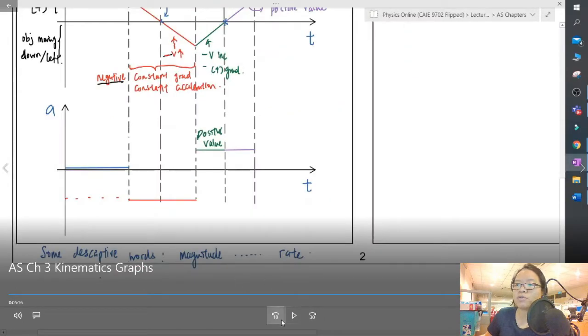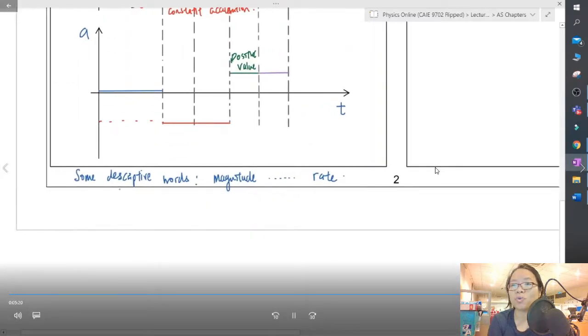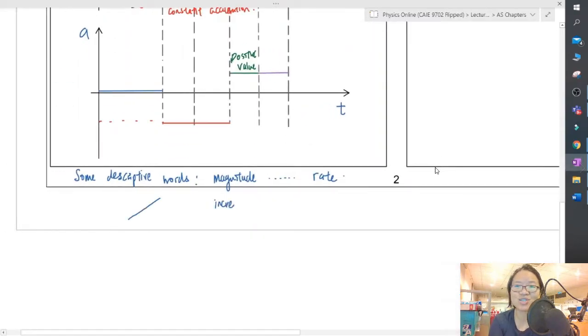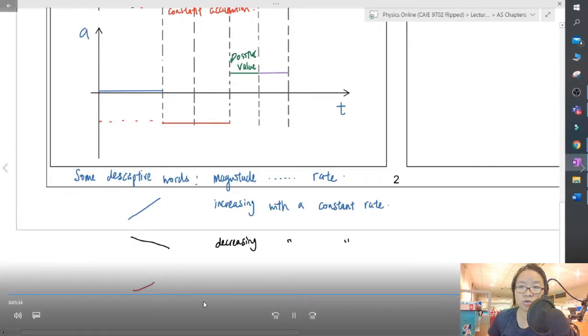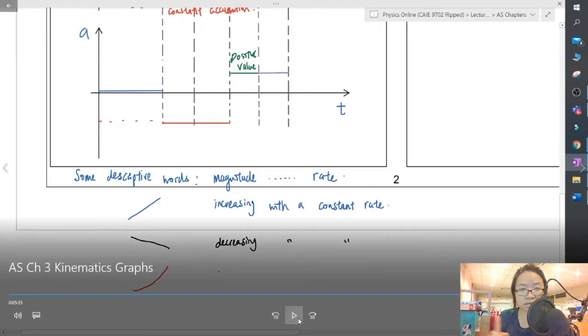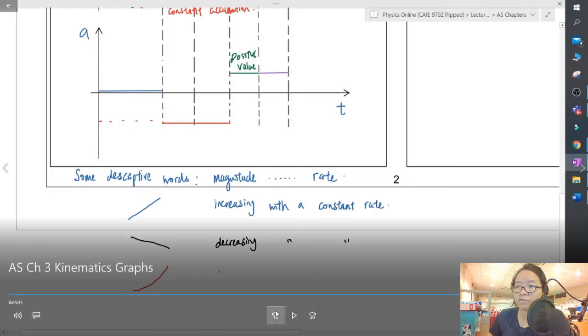So the first one, let's say we want to talk about magnitude and rate. Let's start with the most straightforward one, which is an increasing straight line. If it's a straight line, it increases with a constant rate, meaning every second it will increase by the same amount. If it's a line with a negative gradient, then it will be decreasing with a constant rate. But this is assuming that you are in a positive axis, positive quadrant.